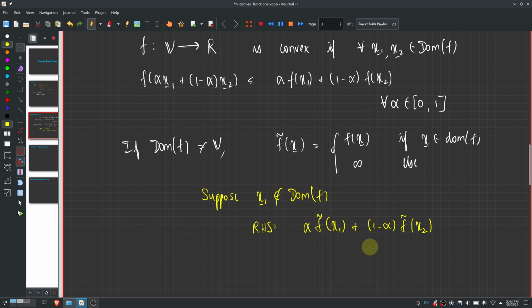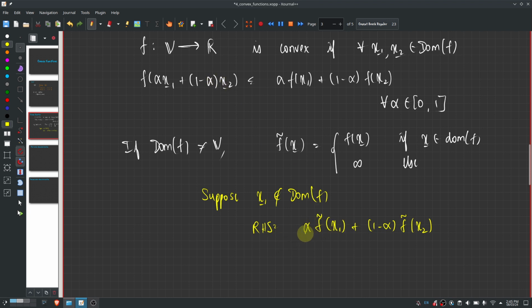Correct. So as long as alpha is not equal to 0, the right hand side will always be equal to infinity. And anyway, if alpha equals 0 or equals 1, the left hand side will always be equal to the right hand side for any function. Because if you set alpha equal to 1, then you get f of x1 on the left hand side, f of x1 on the right hand side. There's nothing to verify. And if alpha equals 0, then you get f of x2 on both sides. So that's fine, right? So really the non-trivial part is when alpha is strictly between 0 and 1.